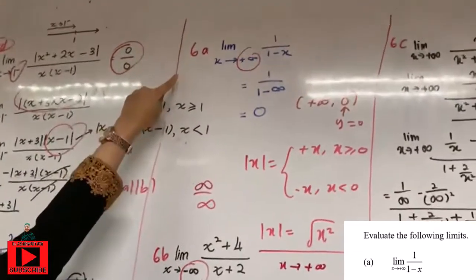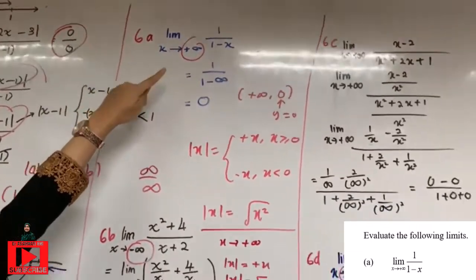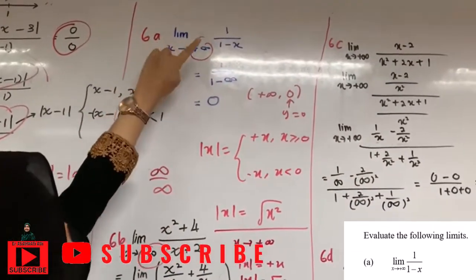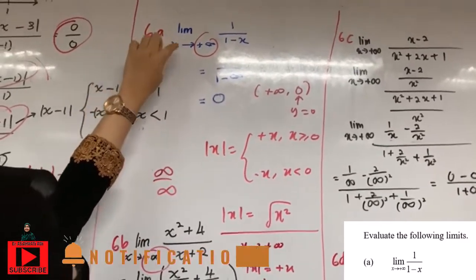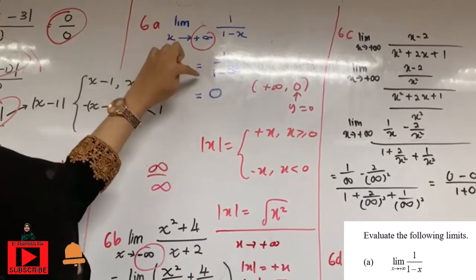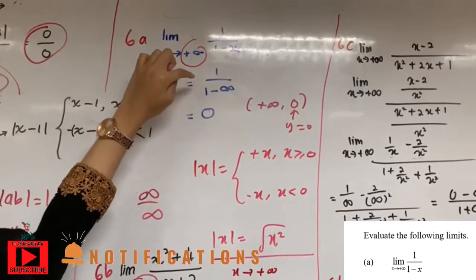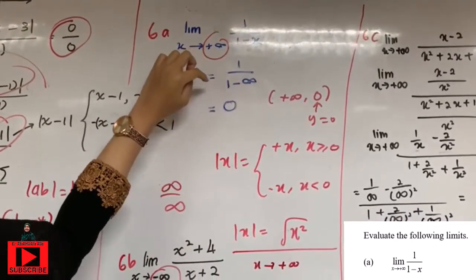Question 6A: the question is the limit as x goes to positive infinity of 1 over 1 minus x. So we just simply substitute the positive infinity into the equation, and then we get 1 over 1 minus infinity, which is equal to 0.